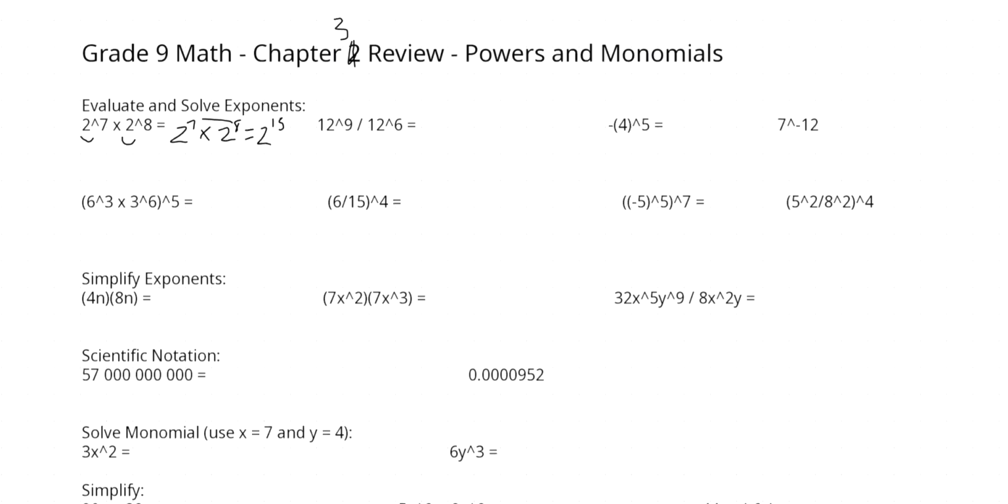If you notice, in this case we're dividing. When we divide, we subtract the powers. When we multiply bases with powers, we add the exponents. When we divide bases with powers, we subtract the exponents. So we simply subtract 9 and 6. 9 minus 6 is 3, so the answer will be 12 to the power of 3.